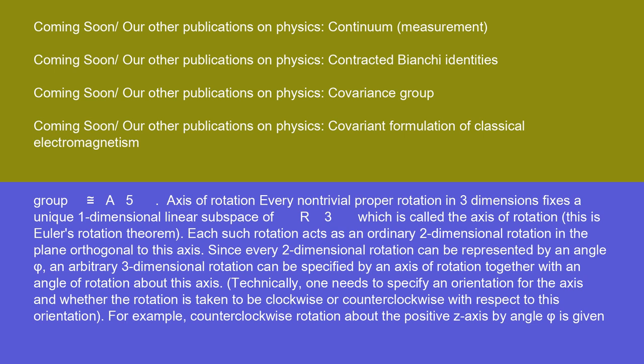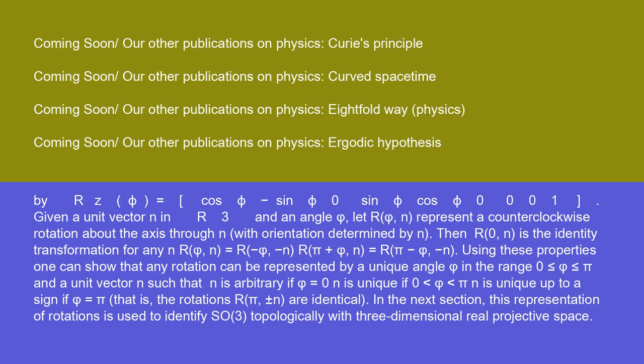For example, counterclockwise rotation about the positive z-axis by angle phi is given by R_z(phi) equals the matrix cosine phi, minus sine phi, 0; sine phi, cosine phi, 0; 0, 0, 1. Given a unit vector n in R3 and an angle phi, let R(phi, n) represent a counterclockwise rotation about the axis through n with orientation determined by n.